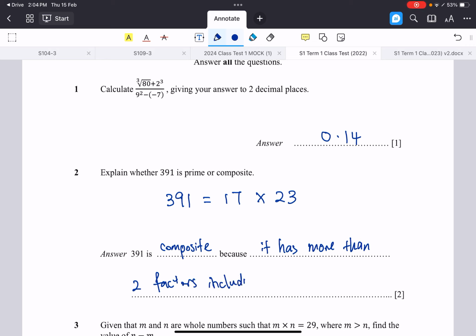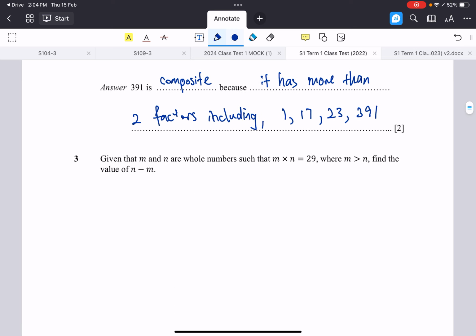Including 1, 17, 23, and 391 itself. So it has 4 factors over here, right? So no, it is not a prime, it's a composite, right?